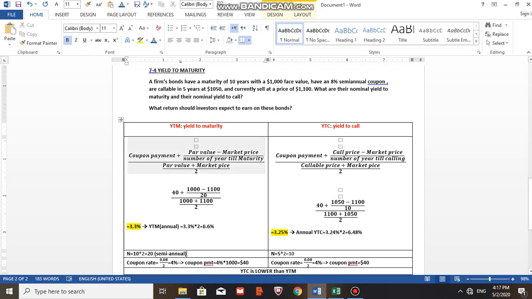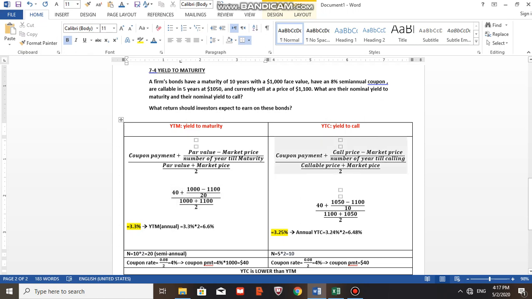Now we go back to our formula, and we have all the data ready to be calculated. The coupon payment is 40. Par value is the face value given in this application, it's 1,000. The market price is the selling price of the bond, or what we also call the present value, it's 1,100. Number of years till maturity is the number of years that we have converted to take into consideration the semi-annual payments, it's 20, divided by this part.